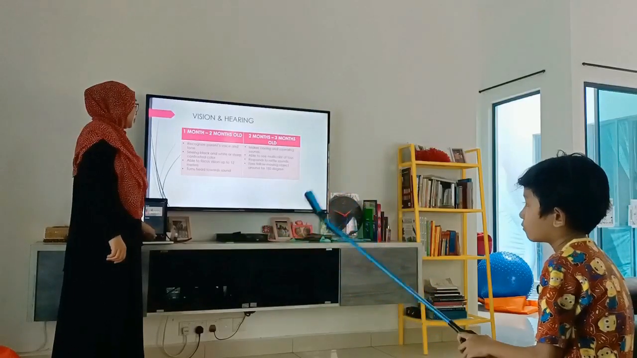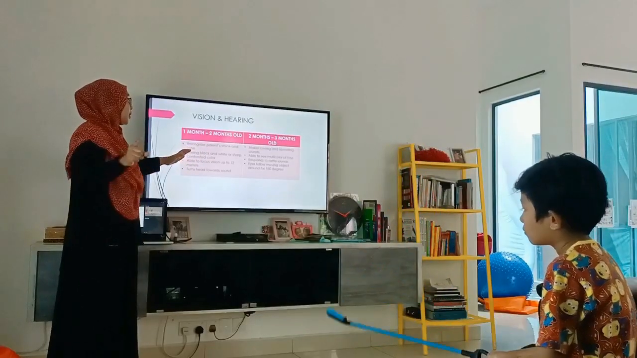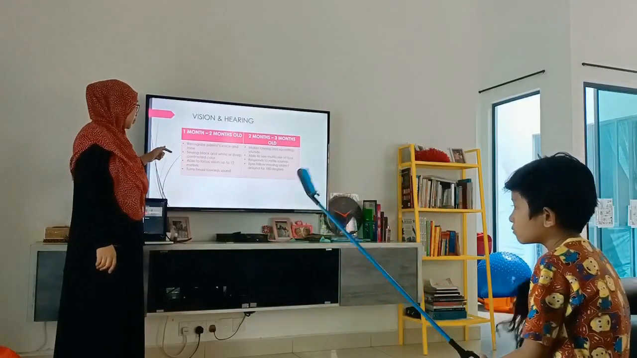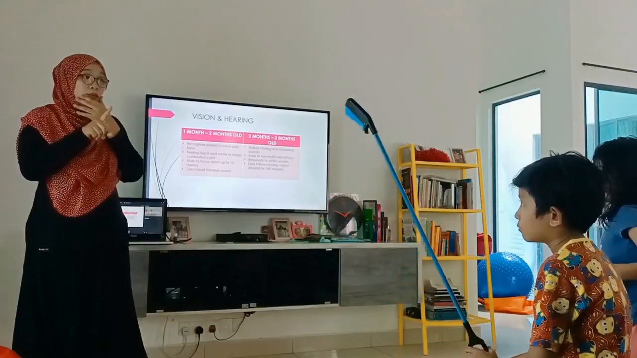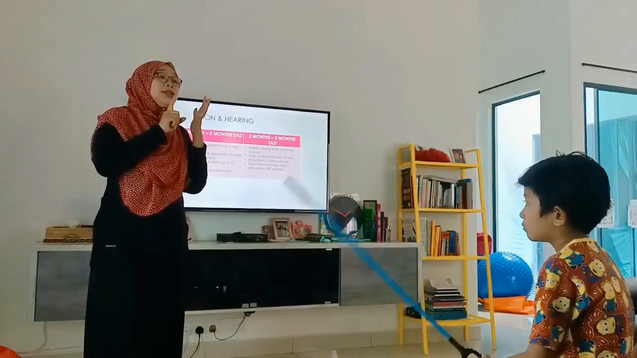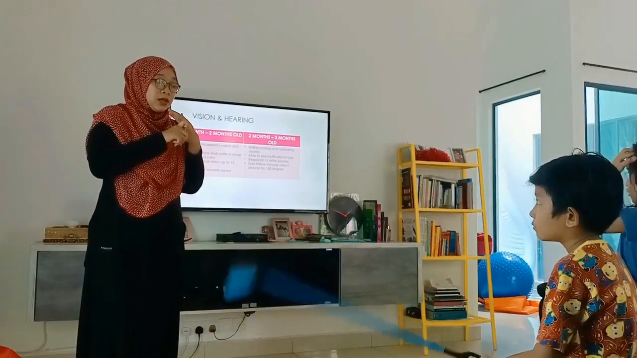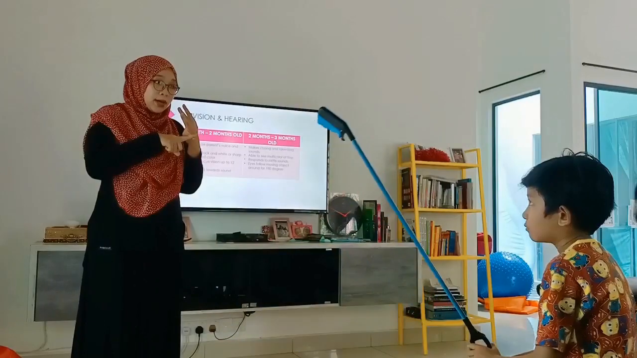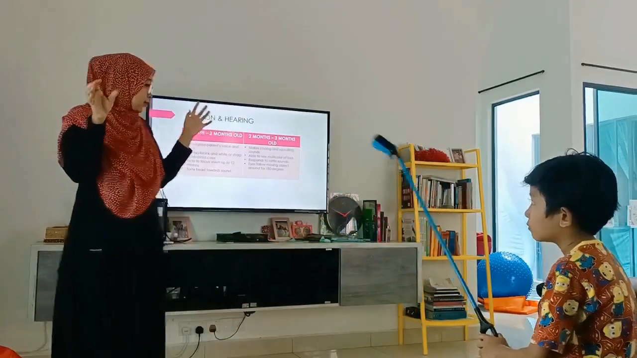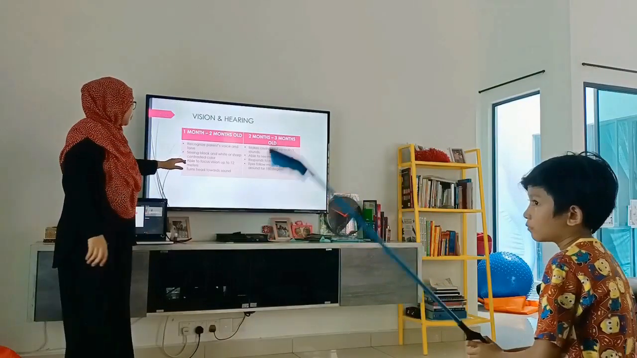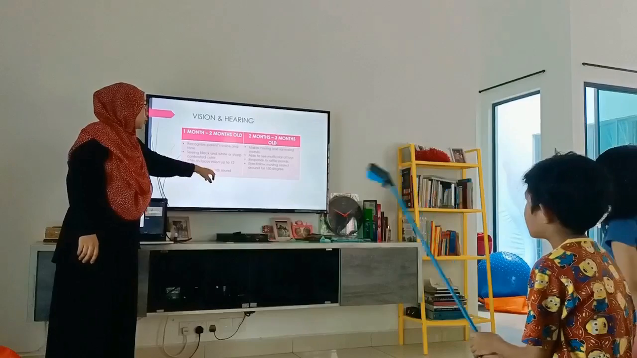For vision and hearing, 1 to 2 months old, they already recognize their parents' voice and the tone. For babies 1 month old to 2 months old, they only see black and white. They are unable to see the colors. They see black and white and only sharp contrast. They are able to focus up to 12 meters and turn their head towards sound.